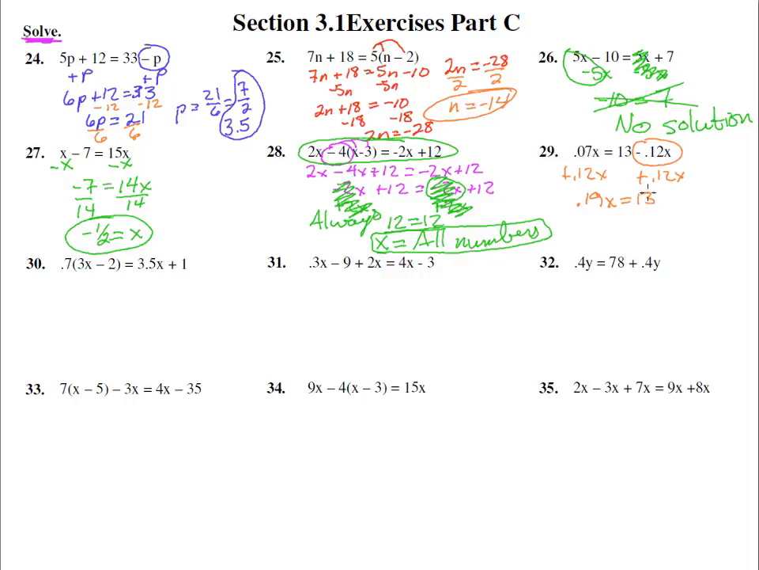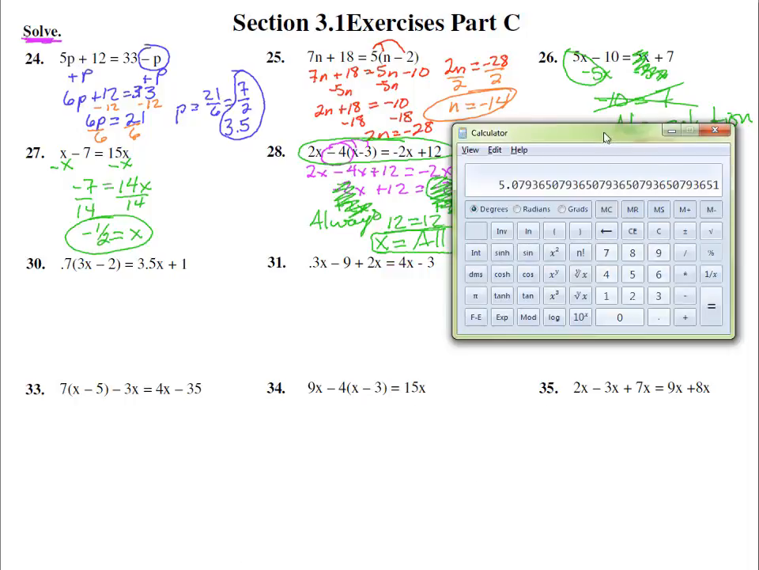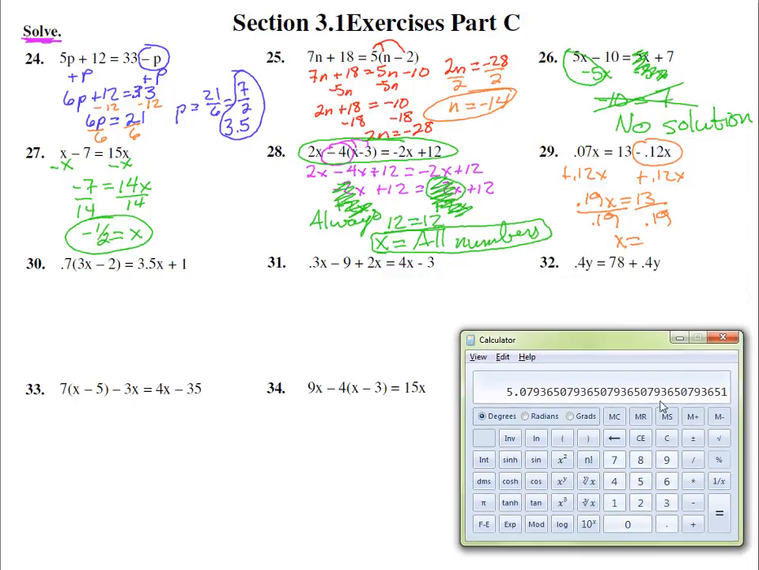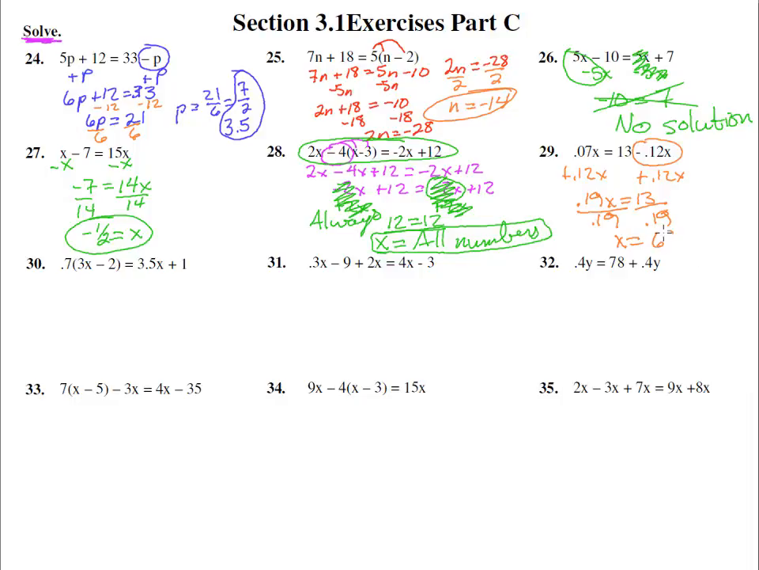Good. Can we solve this? Yes. Now that the x's are together, we just divide by 0.19 on both sides, and we get x equals, I'm going to need my calculator for this one. We're going to have 13 divided by 0.19. That equals 68.421. So 68.42. Let's check that answer.